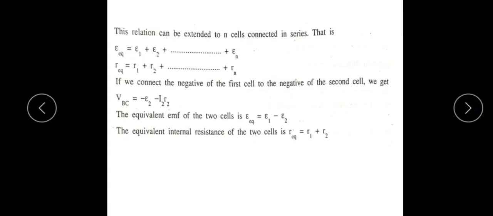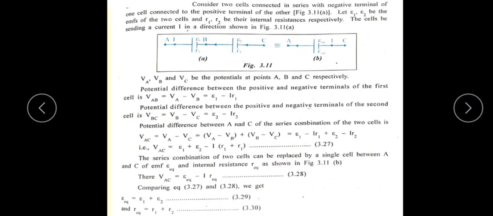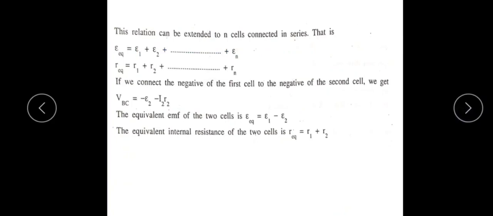This relation can be extended up to n cells. If we consider n number of cells which are connected in series, then also we have E equivalent is equal to E1 plus E2 plus E3 and so on up to En. Then R equivalent is equal to R1 plus R2 plus R3 and so on up to Rn.